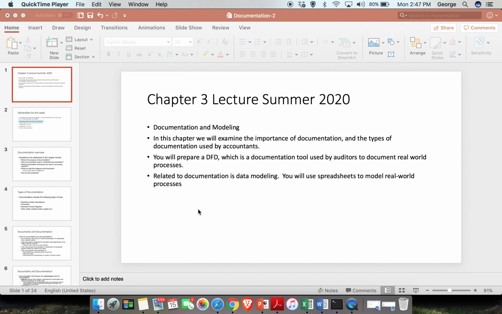We'll mostly look at data flow diagrams. We'll talk about flowcharts a little bit later in the course, when we get to some of the internal control chapters. So you will prepare a DFD. You'll recreate one. There's a DFD at the end of this presentation, which I've uploaded to Blackboard. It's in a PDF file, so you will basically recreate two data flow diagrams, what we call a context and a level 0 data flow diagram.